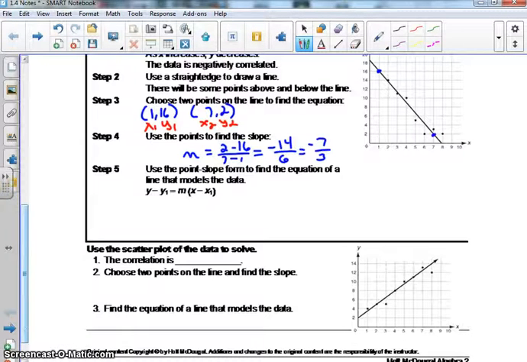Step 5 is use the point slope form to find the equation of the line. We have not used this equation this year, but it is something you've seen in Algebra 1 and possibly geometry. You can use your slope that you found and either point. I'm just going to use the first one, but you could use either point. And you substitute in and you say y minus y1, which is 16, equals the slope, which we just found out is negative 7/3, x minus x1.